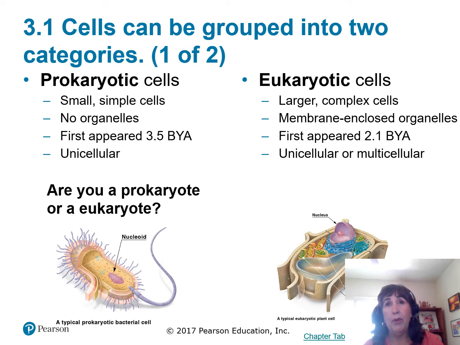So down below in your slide, you can see on the left-hand side we have a prokaryotic cell, and on the right-hand side we have a eukaryotic cell, and that looks like a plant cell because it has a cell wall.